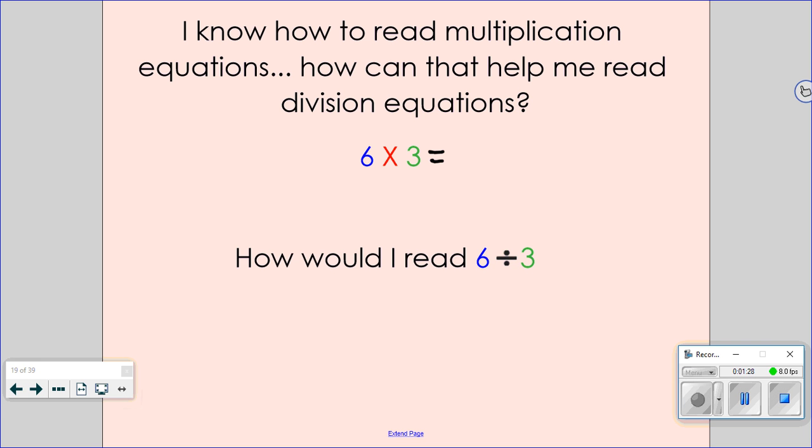How do I read 6 times 3, Annabella? 6 groups of 3. Very good. Underneath where you've written the math language, I want you to write the English. 6 groups of 3. So you wrote 6 times 3, math language. Miranda, get a pencil in your hand. And now we're writing 6 groups of 3, the English version.